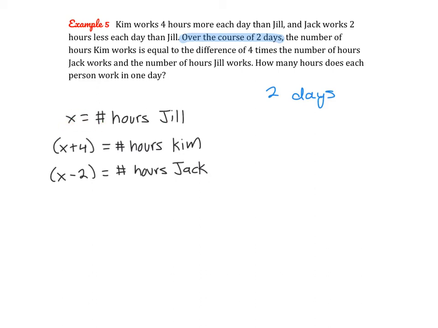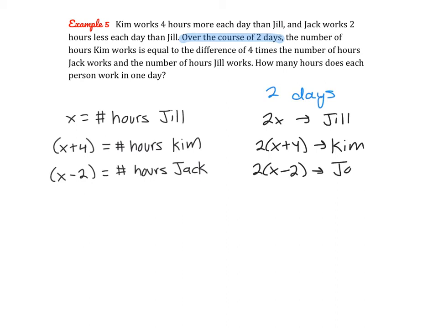So for Jill, it would be 2x. For Kim, it would be 2 times x plus 4. And for Jack, it would be 2 times x minus 2. So this is how many hours they work over 2 days. It's just double the number of hours they work in one day.